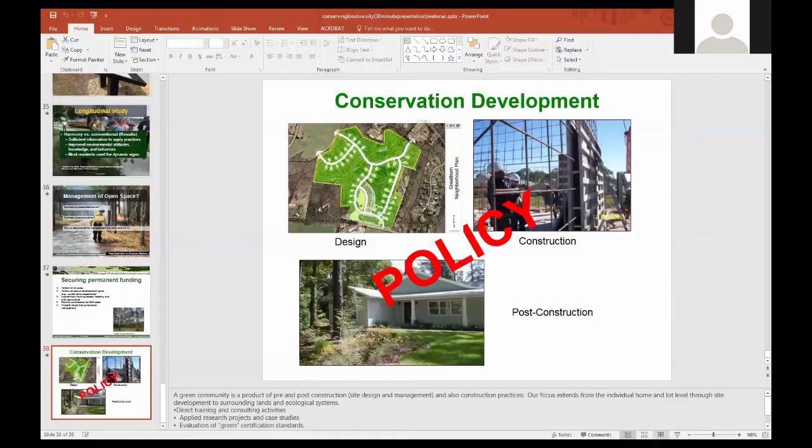Okay, so I'm going to, whoops, got lost here. I'm going to do a new share here and talk about this new tool.